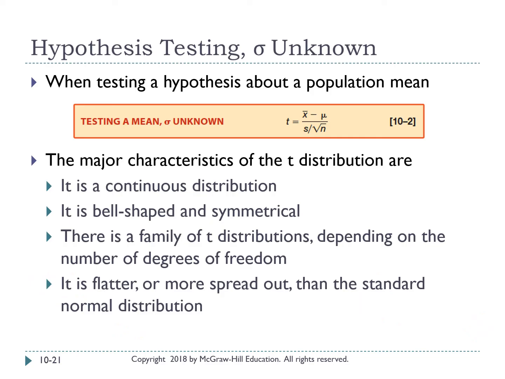Hypothesis testing when the sigma, or your population standard deviation, is not given or unknown. In this case, you know that you have to use T statistics, or the T distribution, and we have learned about the T distribution in the previous chapter. So this is like a revision of what we have learned. The T distribution is a continuous distribution. It has a bell-shaped curve and is symmetrical. There is a family of T distributions depending on the number of degrees of freedom, or DF. The T distribution is a bit flatter and more spread out compared to your normal distribution.